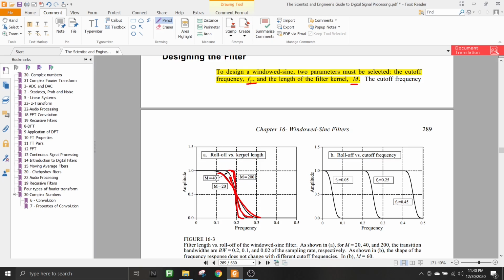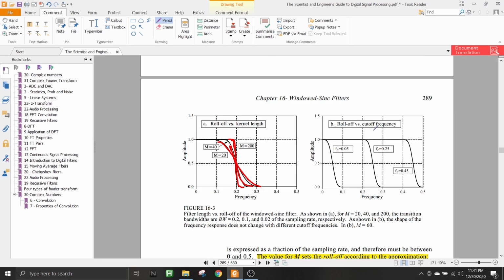So this is the relationship between roll-off and kernel. Increasing kernel length will make the roll-off faster. And in the case of the cutoff frequency, the relationship between roll-off and cutoff frequency is that it determines where the roll-off will happen. The roll-off can start here if the cutoff frequency is 0.05. If the cutoff frequency is 0.25, then it will be shifted to the right. The roll-off parameter won't change. It won't become steeper or slower. The only thing that will happen is that its position will be changed.